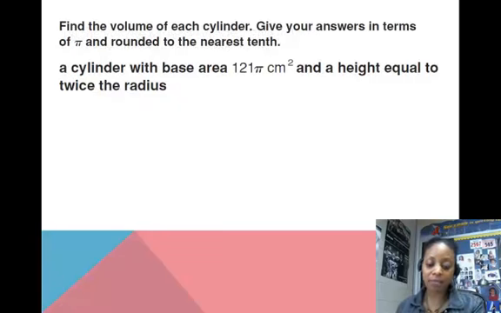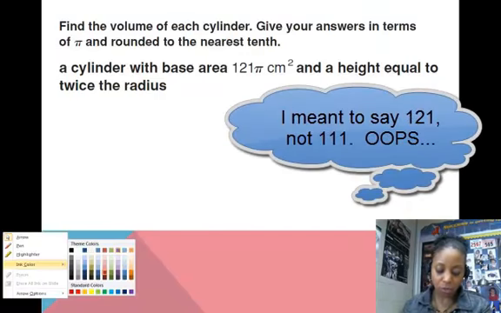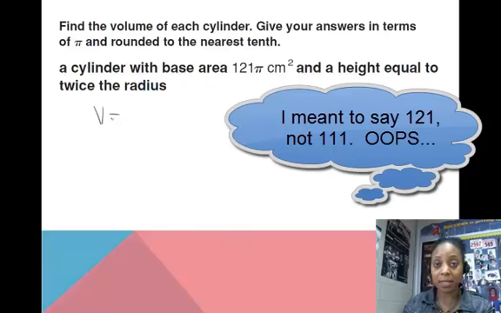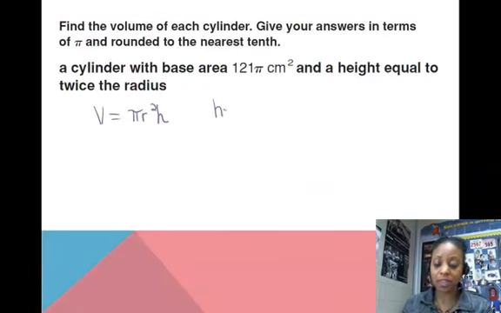All right, now let's find the volume of this cylinder. It has a base area of 121 pi square centimeters and a height equal to twice the radius. So we know that the volume is equal to pi r squared h. And we know that the height is equal to 2 times the radius.